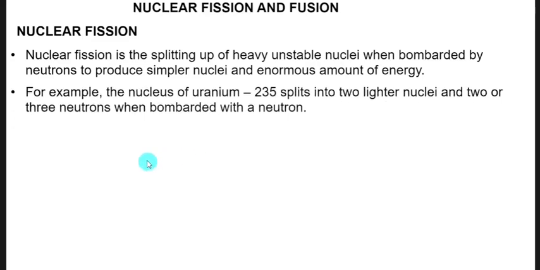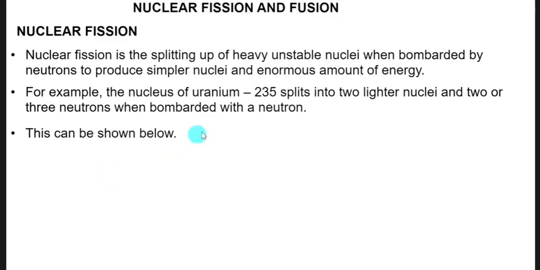For example, the nucleus of uranium-235 splits into two lighter nuclei and 2 or 3 neutrons when bombarded with a neutron. Alright, so this is what is being said here, guys: if we have a nucleus of uranium-235, it can split into two simpler nuclei and 2 or 3 neutrons when bombarded with a neutron. This can be shown below.